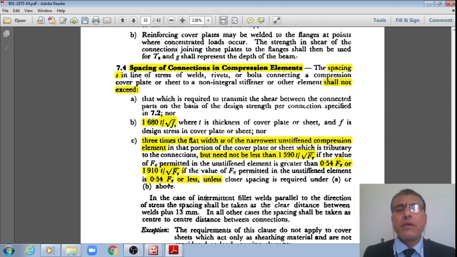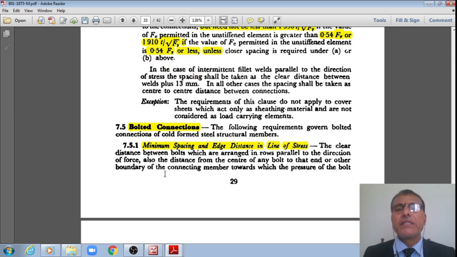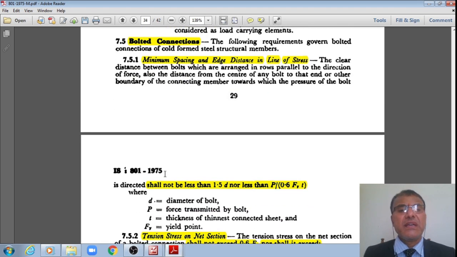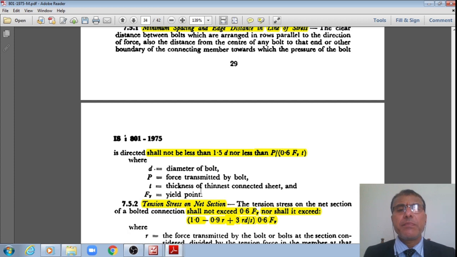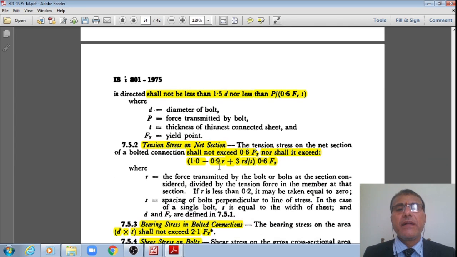For these three different conditions, please see these discussions. Then the next subheading is bolted connections. However, the minimum spacing and edge distance in line of the stress shall not be less than 1.5 D, nor less than P divided by 0.6 Fy multiplied by T, where D is the diameter of the bolt, P is the force transmitted by the bolt, T is the thickness of the thinnest connected sheet and Fy is the yield stress. And tension stress on net section, generally they will be calculated on net sections after deduction of the due holes.